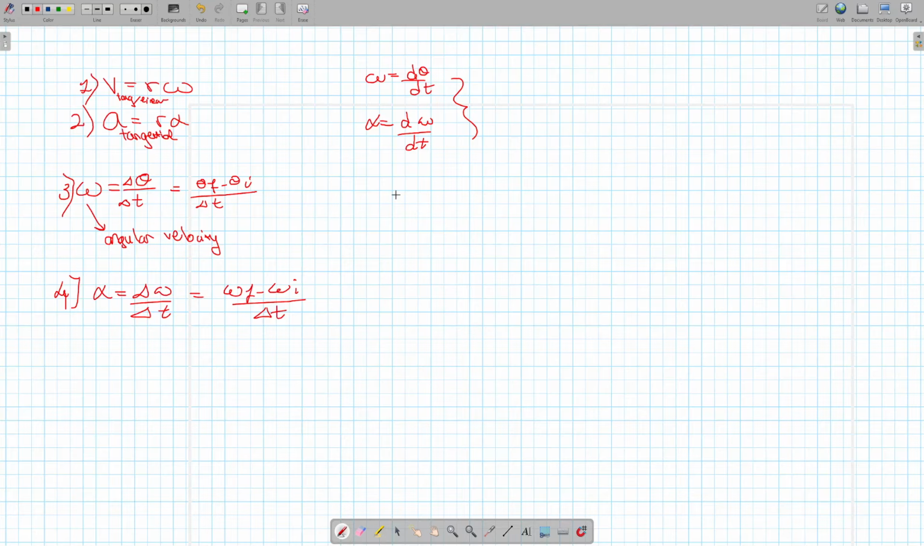These are all circular motion formulas, so this is all on a circle. R would be the radius, and theta is the angle that is displaced by. If you're going from point A to point B, this is the theta. Theta is in radians.